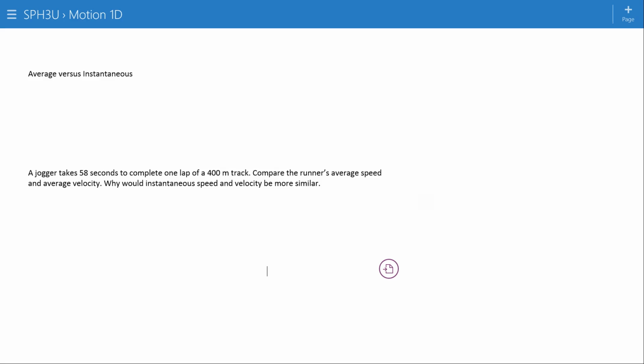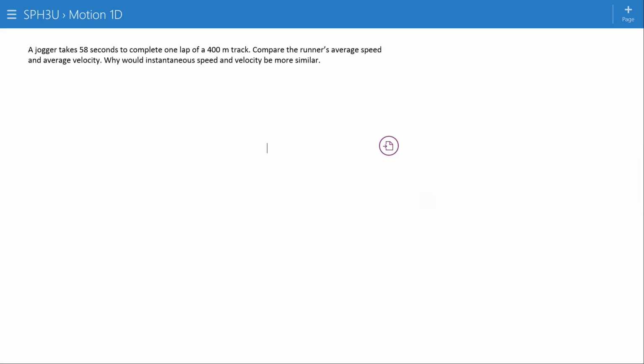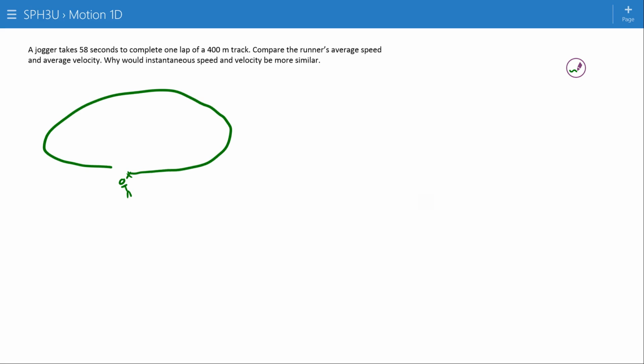Let's look at an example. Jogger takes 58 seconds to complete one lap of a 400-meter track. Compare the runner's average speed and average velocity. Why would the instantaneous speed and velocity be more similar? So here's the jogger, and he's going to go all the way around a 400-meter track. 400 meters is like a quarter mile on the off chance that anybody's watching this in America. He's going to do that in 58 seconds.